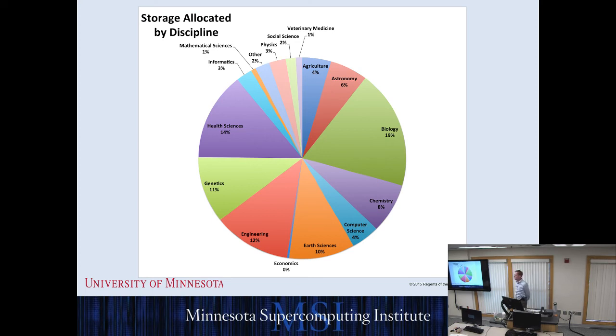I understand that some of these categories are kind of weird. These are self-reported from the PIs who use our systems. Biology, genetics, and health sciences are using the predominant amount of our data storage, whereas the computing very often is a little more episodic than, for example, computational chemistry, where they often have really long queues and are utilizing the majority of our cycles right now.